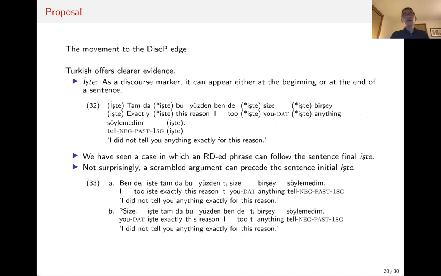Turkish may have better evidence for the discourse edge movement that comes from, again, the discourse particle işte. As I said, işte as a discourse marker can appear either at the beginning or at the end of a sentence, like in 32. If you try to insert it in the middle of the sentence, it fails. However, something can come before sentence-initial işte, that's an argument. So things like a subject can come before işte. In other words, the subject can scramble beyond işte. And if we see işte at the sentence-final position, you can actually have a right dislocation case. So we have a correspondence between the possibility of moving beyond işte and the possibility of moving to come after işte, for instance.